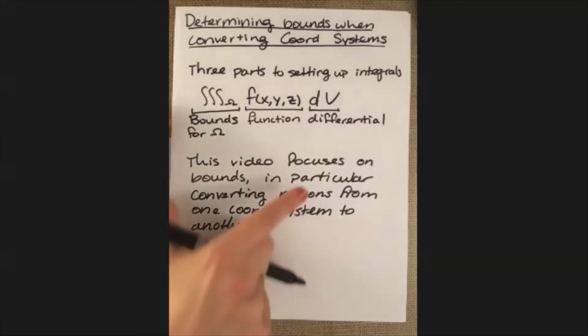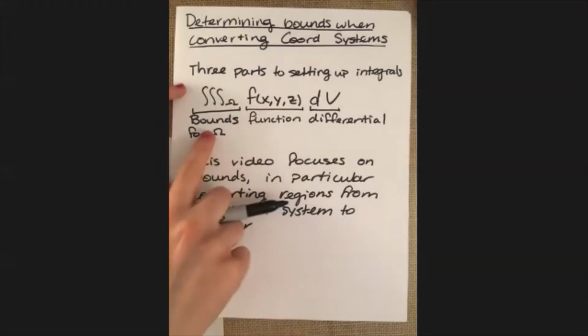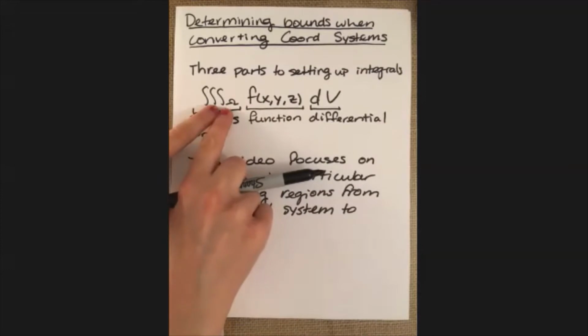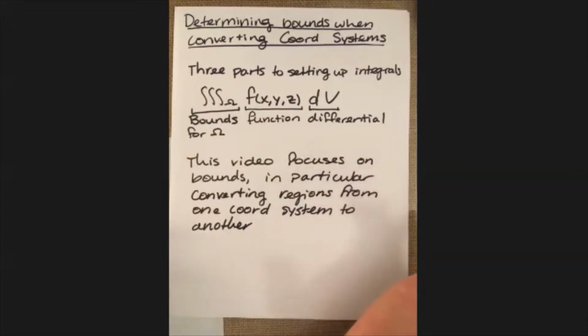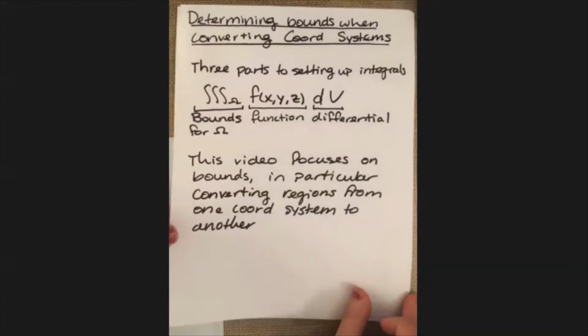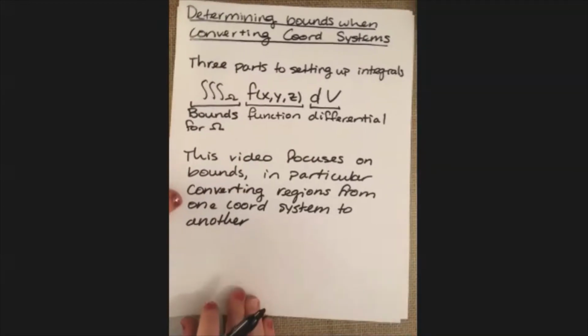So anyway, the big thing to point out is that when we're looking for the bounds on our omega, we start with some region, and then we want to change over to a different coordinate system. So all of our examples are going to be, we're given a region, we just need to change coordinate systems. So we're just going to isolate that one part of setting up the integral. Okay. So let's go ahead and launch in with some examples.